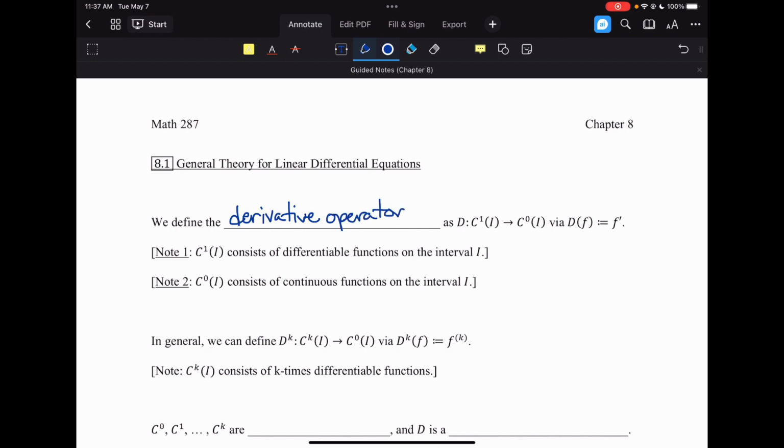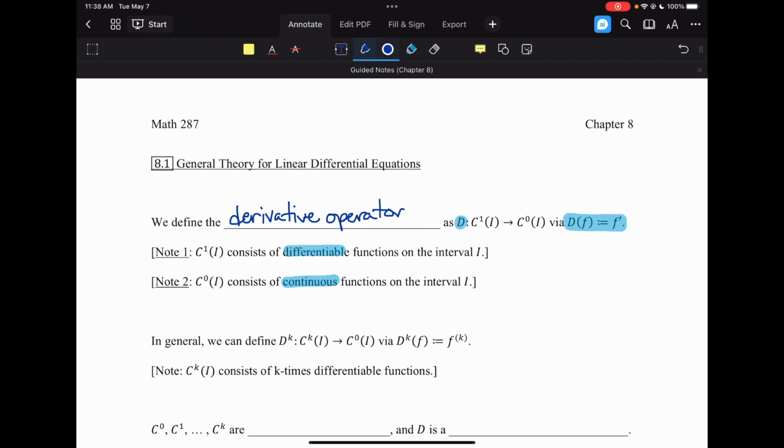The derivative operator is labeled as D from C1 of I to C0 of I, where C1 consists of differentiable functions on the interval I, and C0 consists of continuous functions on the interval I. So what D is doing is basically performing a derivative. So this is how we're defining D. D of a function is just the derivative of that function, hence the derivative operator. So it's performing the operation of a derivative upon a function that gives us f prime.